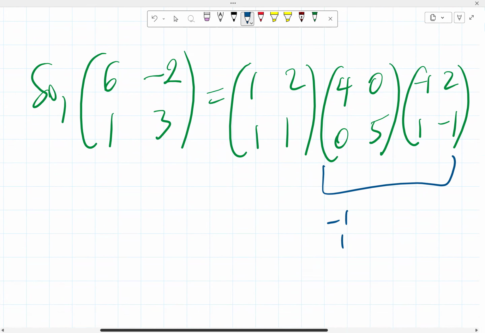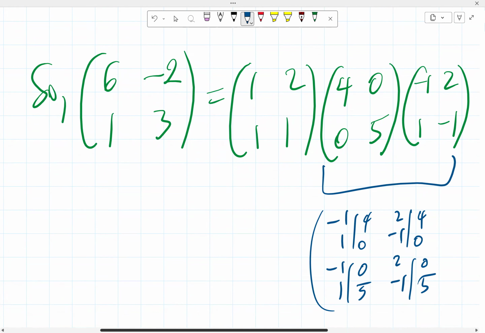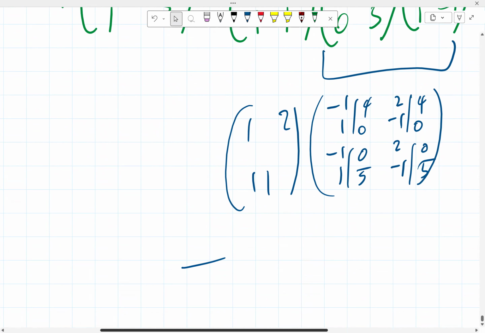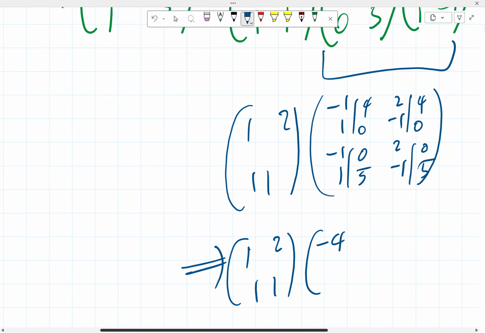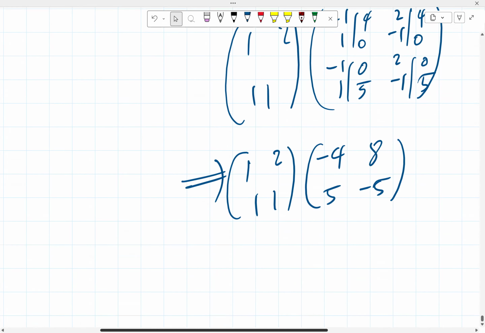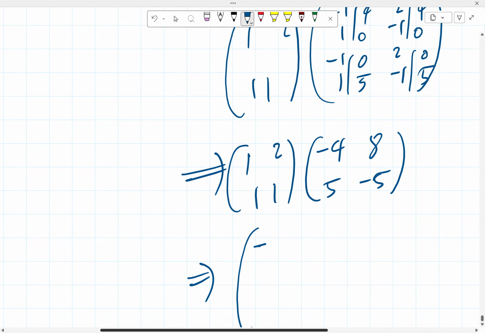This is minus 1, 2, 1, minus 1, then put this over 4, 0, 0, 5. Okay, we have this into 1, 2, 1, 1. So I'll just go straight. This is minus 4 here. This is 8. This is 5. This is minus 5. Then we do that once more. So we have minus 4, 5, 8 minus 5.